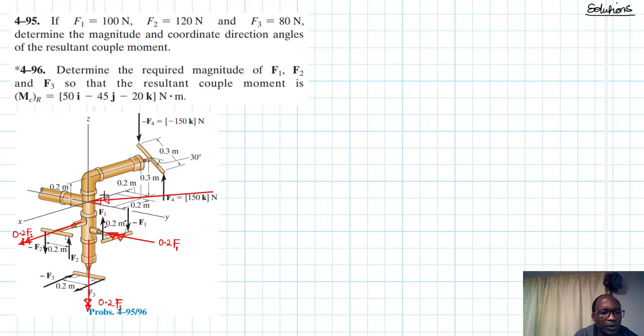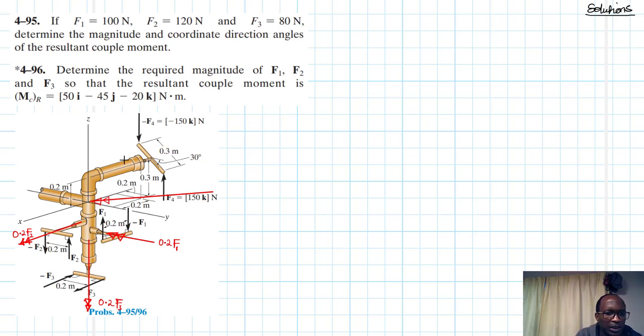All right, so before we find what this is, when you look at this particular couple system, we have a force. The distance between the two forces is supposed to be perpendicular. So when you look at this, it's not perpendicular. So we need to find the perpendicular distance. So let's draw that distance.